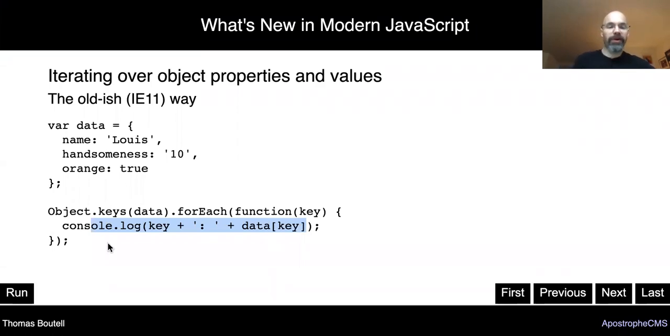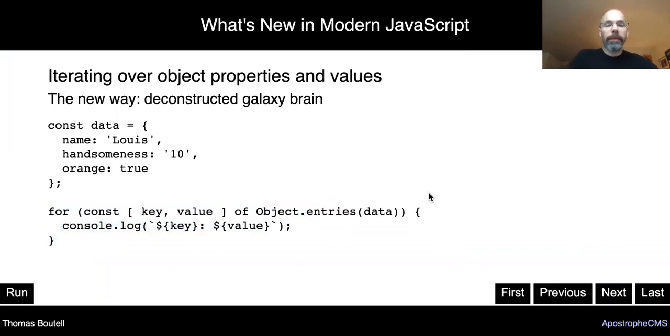So I would prefer this syntax for sure if you're stuck writing ES5, but you're not. So let's talk about doing this in modern JavaScript. I'm referring to this as deconstructed galaxy brain, because the first time I looked at it, my eyes just bounced off. And the second time I looked at it, I said, oh, that's cool. But there's like 3 modern features in one line of code here. So let me break it down a little bit.